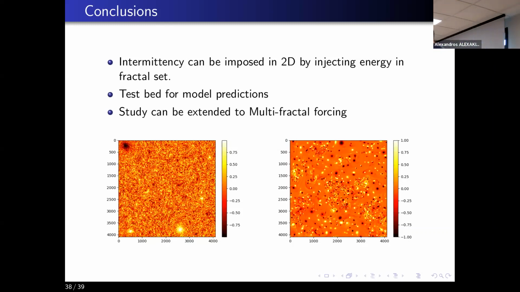And finally, this can be extended to a more complex and more realistic case, closer to three-dimensional turbulence, if we use multi-fractal forcing. Here I used monofractal forcing, so there was one fractal dimension, but in principle, I could add all 5 of them with certain weights in order to have something more complex.